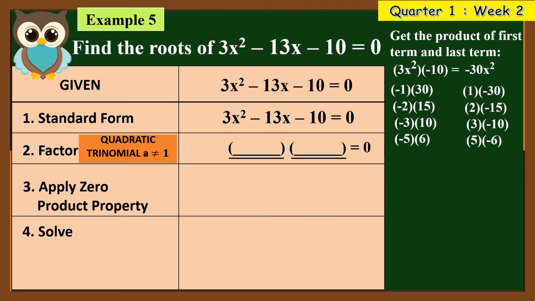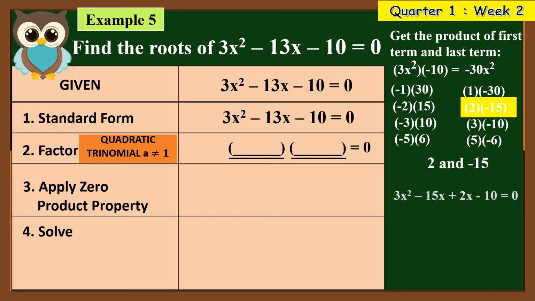So these are the factors of negative 30. From this set of factors of negative 30, we highlight that we got the product of positive 2 and negative 15. Why? Whenever we get the sum of positive 2 and negative 15, makukuha po natin yung sum ng ating dalawang factor, which is our middle term, and that is negative 13. So that's why the factors are 2 and negative 15.